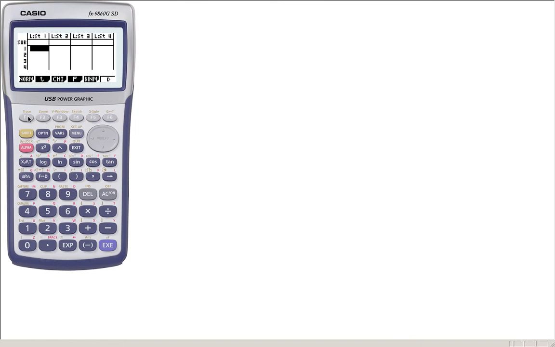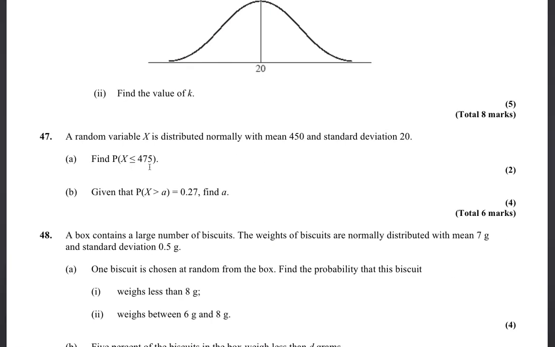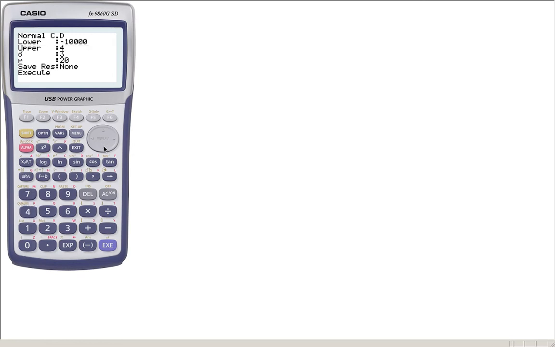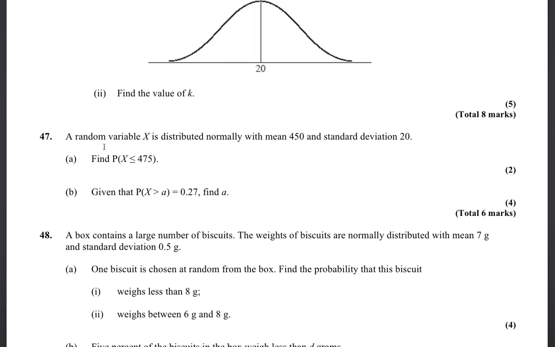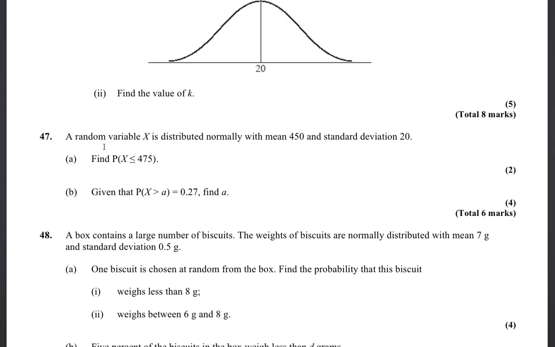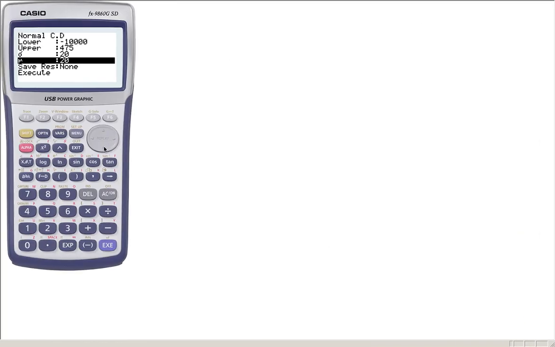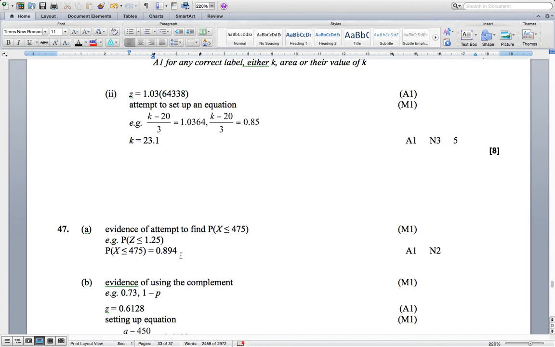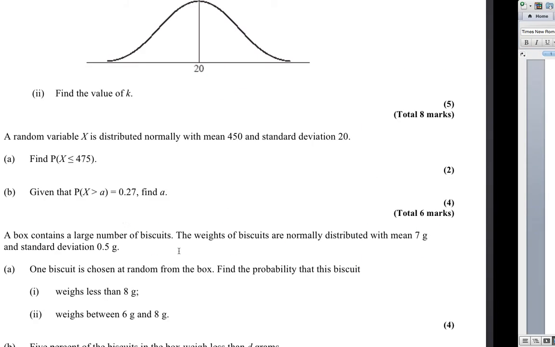Distribution, I need to find the probability, so I'll use NCD. I need to find less than or equal to 475. So the upper limit will be 475 and the lower limit will be minus 10,000. Okay, and sigma is 20, and mu is 450. So the area probability is 0.894. So let us check. Yeah, that is correct. The probability is 0.894.